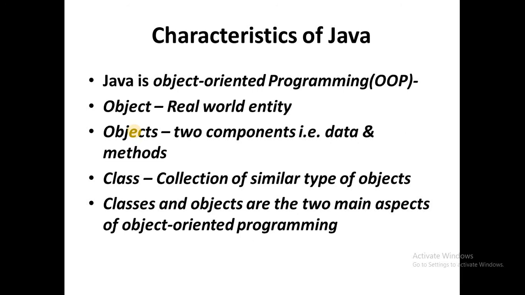An object has two components, data and methods. What is data? Data is the properties of an object. What is a method? A method is a function performed by the object. What is a class? A class is a collection of similar type of objects. A collection of account holders is a bank class. A collection of different mobiles is a mobile class. Classes and objects are the two main pillars of object-oriented programming. So this is one of the characteristics of Java.